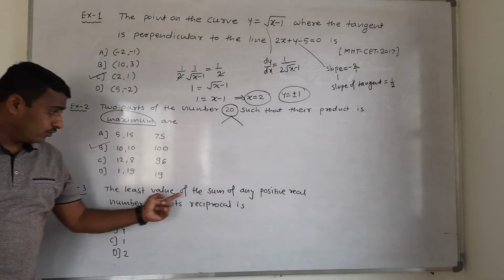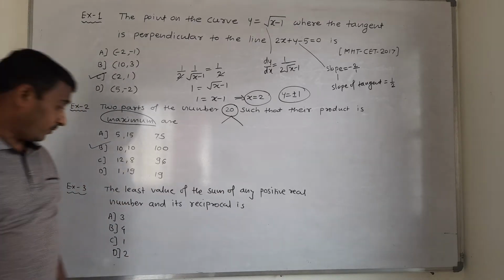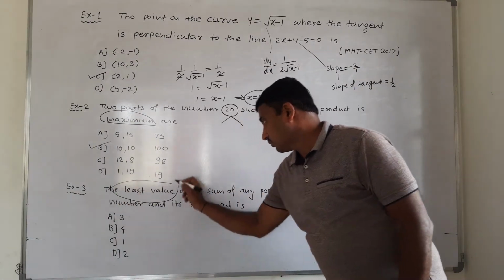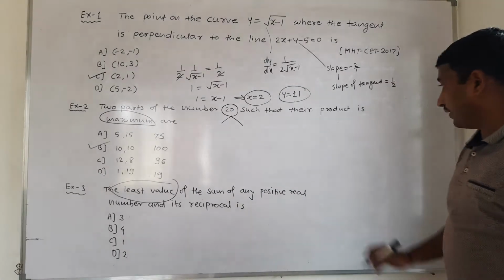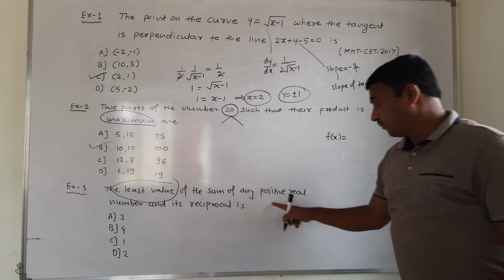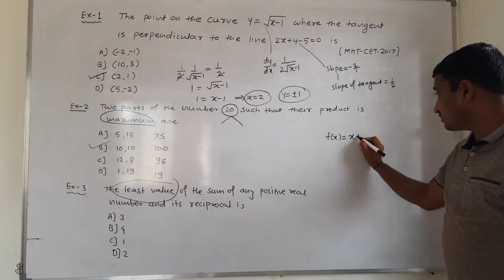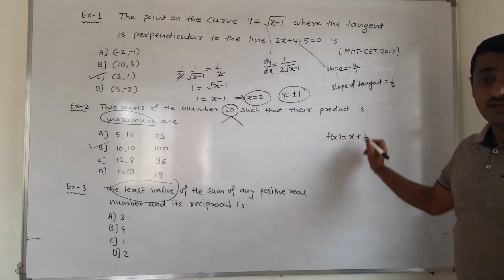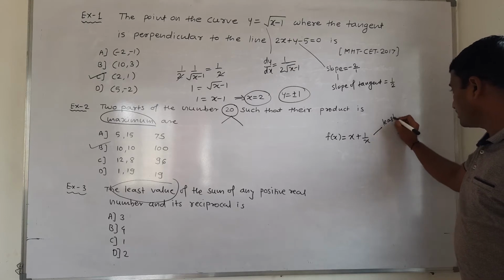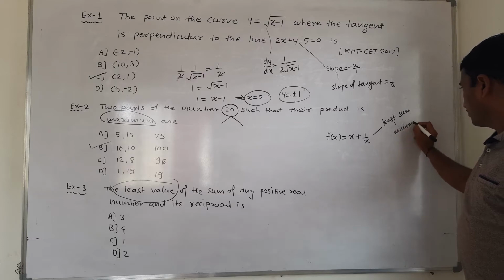Next, the least value of the sum of any positive real number and its reciprocal is dash dash. Now, the question is, least value means what? Minimum value. Least value of sum is asked. Therefore, we define the function first. How to define the function? Sum of any positive real number x and its reciprocal, the sum is x plus 1 by x. This is the function. We want the least sum, that is, the minimum.